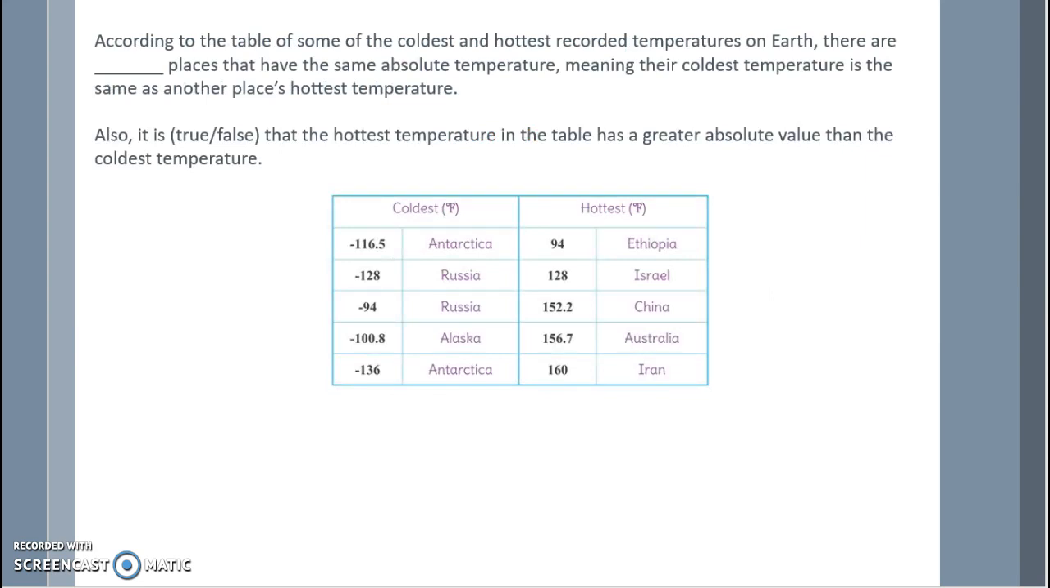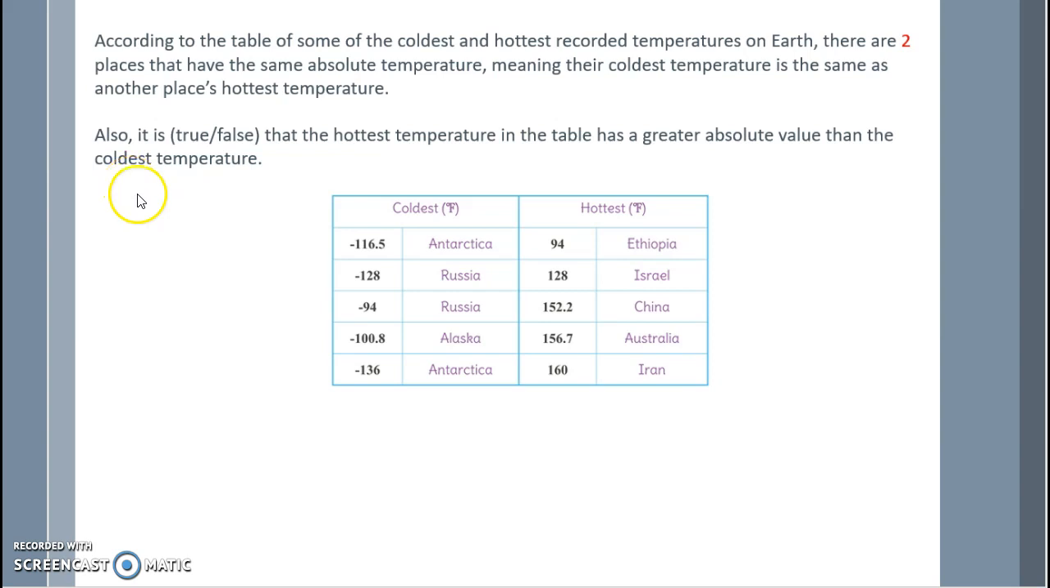According to the table of some of the coldest and hottest recorded temperatures on Earth, how many places have the same absolute temperature? Meaning their coldest temperature is the same as another place's hottest temperature. So when I look at the table, I count Russia and Israel have the same absolute temperatures. Russia and Ethiopia have the same absolute value temperatures, and those are the only two that I see. So there are two of them.